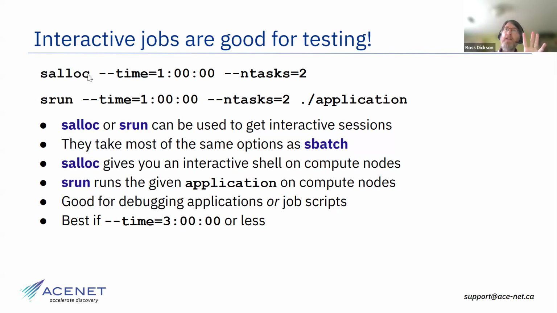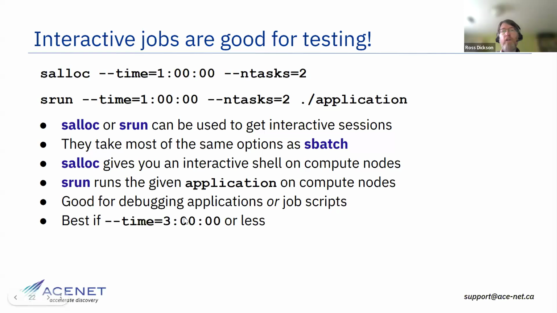And you also get the complete Slurm environment. So things like environment variables and other stuff like that will be much closer to where your batch job is eventually going to run. The other alternative here, srun, is basically the same thing, except you can say what application to run, and it just runs it directly rather than giving you an interactive shell prompt.